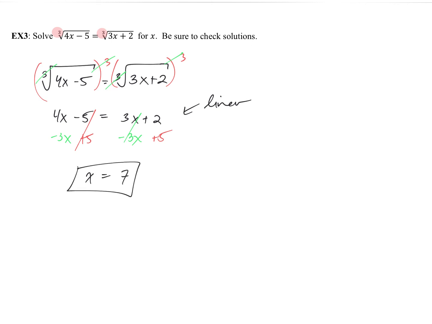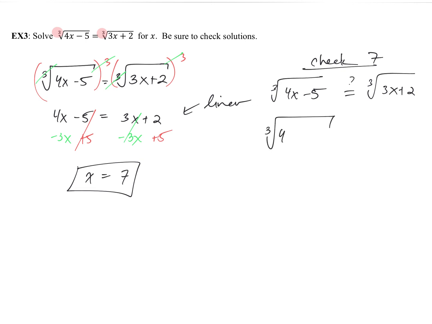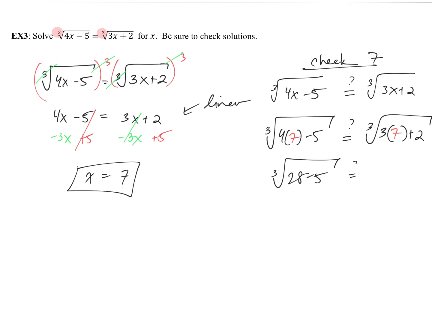Are we done? Almost. We need to make sure it works. Let's go ahead and check our answer. So checking 7. Does the cube root of 4x minus 5 end up equaling the cube root of 3x plus 2 when we input 7? So let's check it out. Okay, so inputting 7. That's going to be the cube root of 4 times 7, which is 28, minus 5, and the cube root of 3 times 7, which is 21, plus 2.